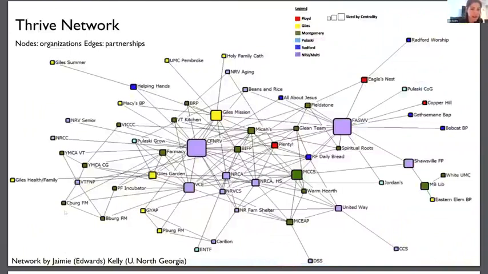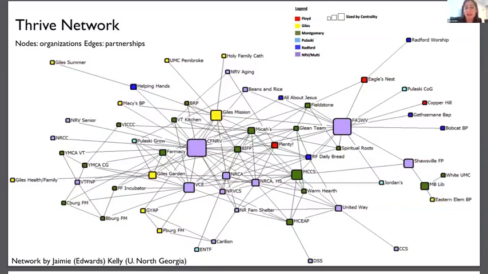So my colleague, Jamie Kelly, collected a lot of information from these different organizations to see who was able to share perishable goods and non-perishable goods, so food, between different organizations. She also created a network based on which organizations were sharing information, client referrals, and other types of social capital between them. This one is called the New River Valley Community Foundation.